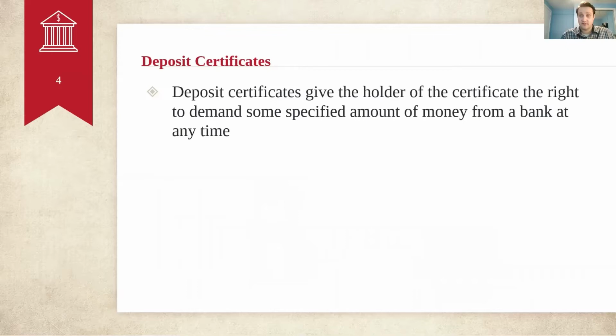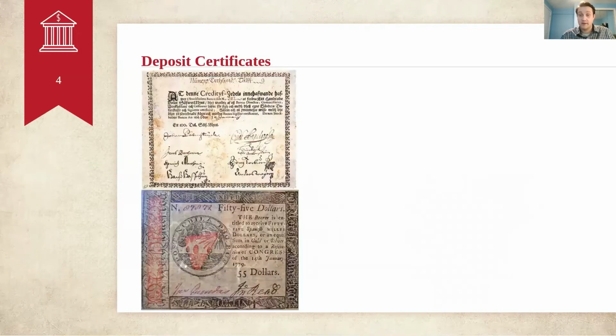So what are deposit certificates? When the depositors deposit money with a bank, they are given what is known as a deposit certificate. These certificates give the holder the right to demand some specified amount of money from the bank at any time. Deposit certificates can take on multiple forms. Early paper money in Europe, for example, began as paper deposit certificates which depositors could use to demand gold deposited with banks or with goldsmiths. When a depositor would deposit 20 ounces of gold with a bank, they would be given a deposit certificate which they could use to claim 20 ounces from that bank when they chose.